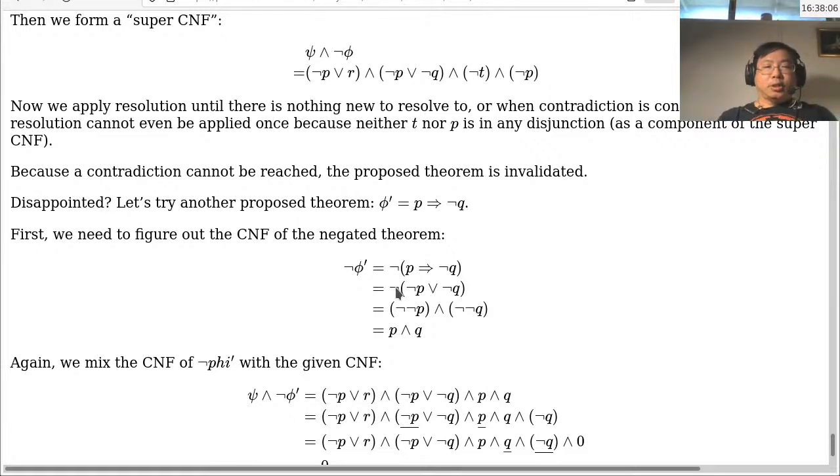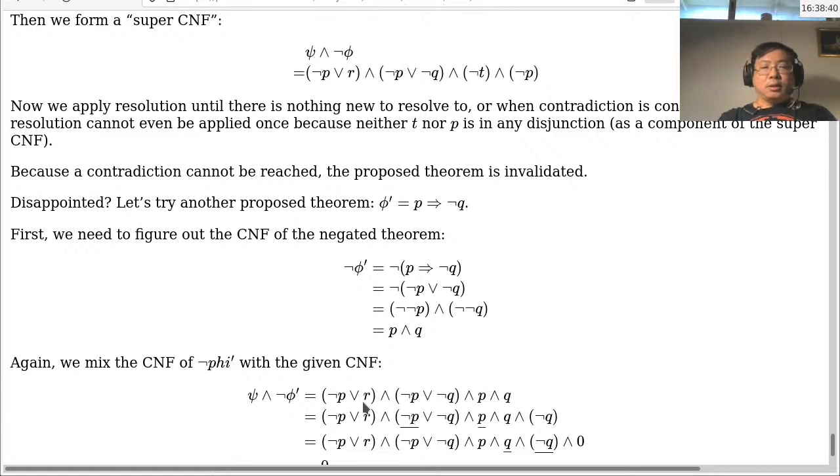This is a negation on the outside of an or. So I distribute the negation to every component inside the original or, but then I have to remember to change the or into an and. And then I perform another simplification so that not P is just P, not Q is just Q. And then I form the quote-unquote super CNF, which is the conjunction between the CNF representing psi and the CNF representing not phi prime in this case.